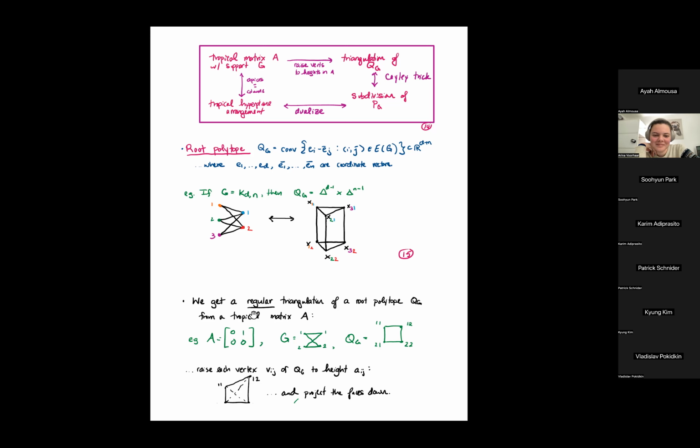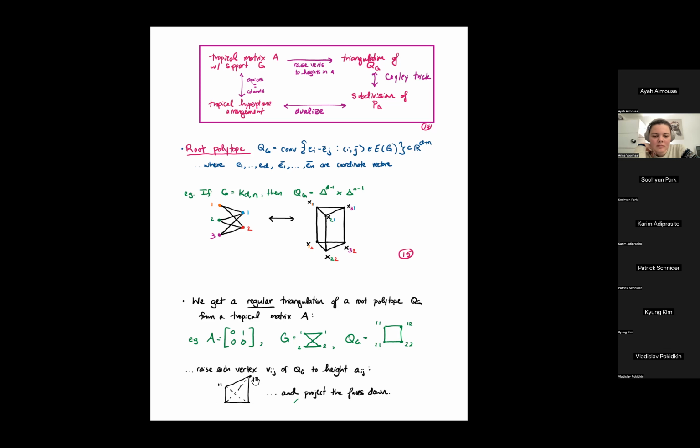And you can get a regular triangulation of a root polytope from the tropical matrix in the following way that I kind of described up here. So this is sort of just a small example because I could draw this example. So here, if this was my tropical matrix, this is the bipartite graph, you just get the complete bipartite graph K_2,2. And so I'm going to get a triangulation of this little square.